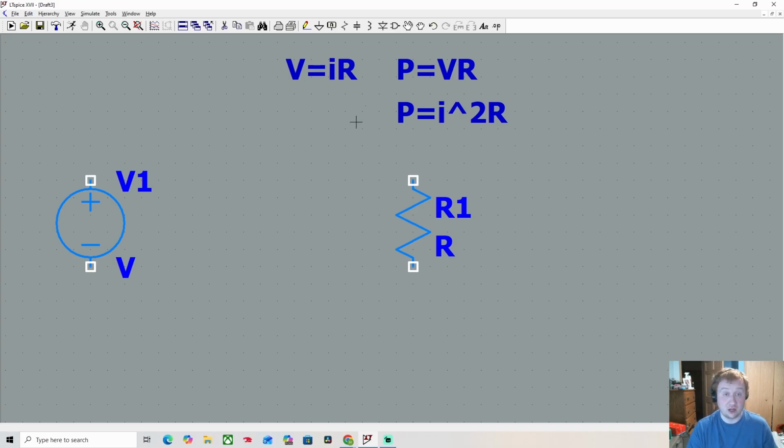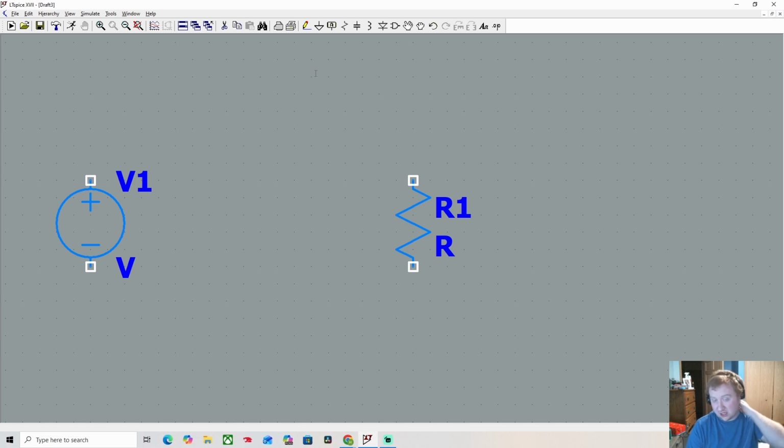So these equations are your bread and butter for almost everything. There are slightly more complex equations for inductors and capacitors, but that'll come up later. All that we need to know is that voltage is equal to current times resistance, and these two equations are for power: power equals voltage times current, and power equals current squared times resistance. It'll all make sense when we actually start plugging in values.